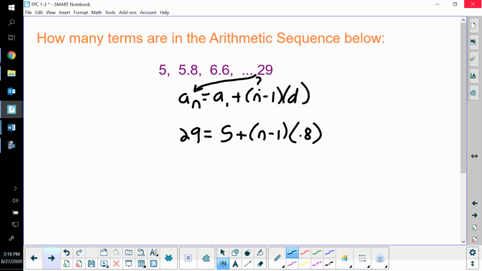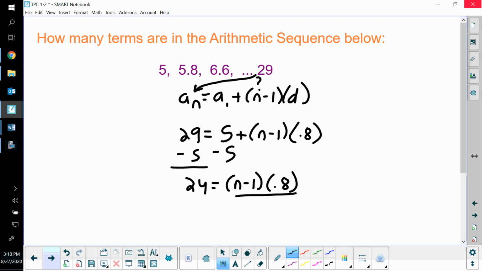I'm going to show this one how you could solve it the other way. What you could do is subtract the 5 over first. And then instead of distributing the 0.8, the opposite of multiplying by 0.8 is dividing by 0.8. When you do that, we'll end up getting 30 equals n minus 1. Add the 1 over, you get n equals 31, meaning the 29 must be in the 31st spot.